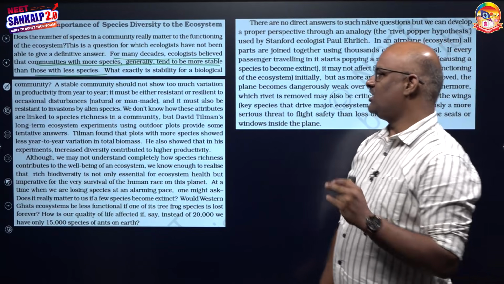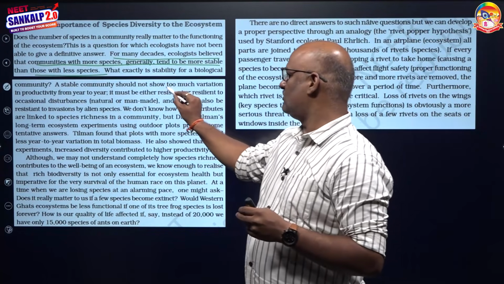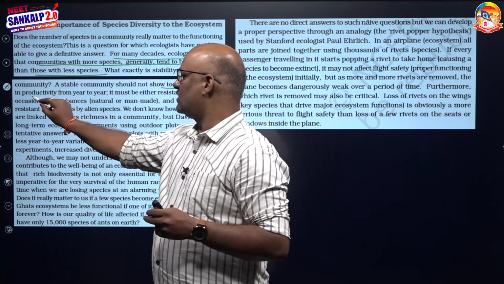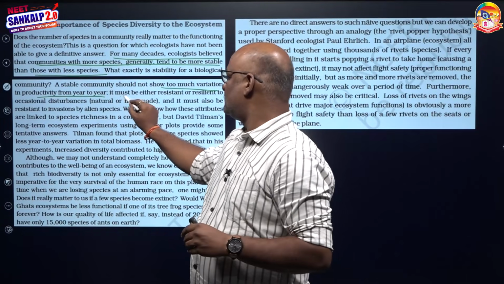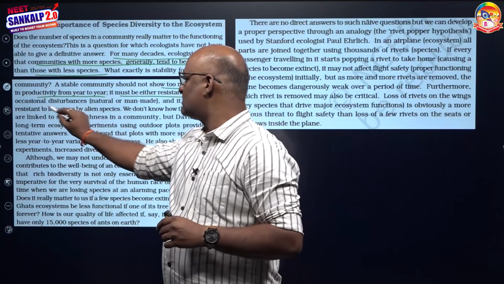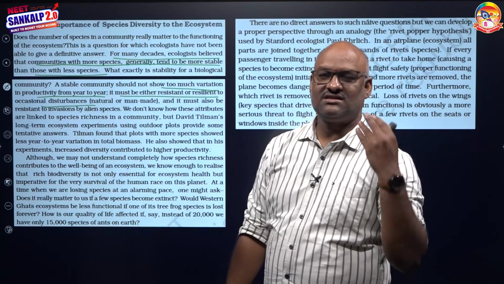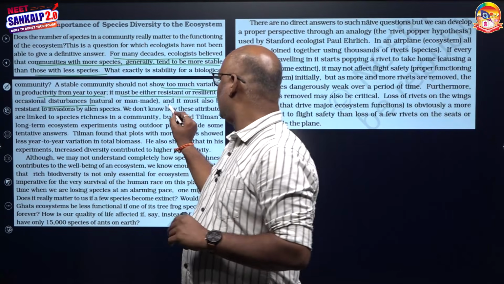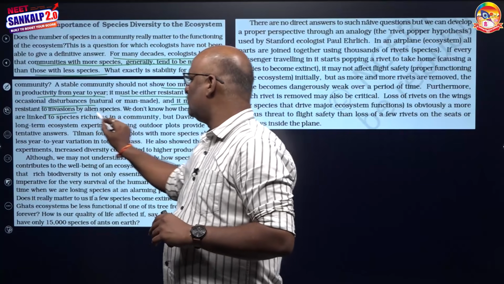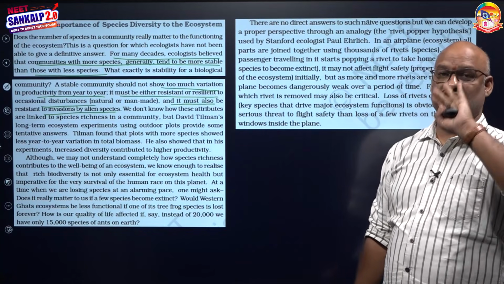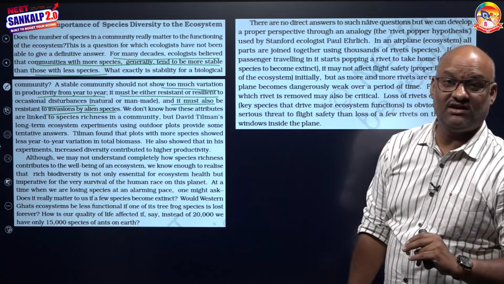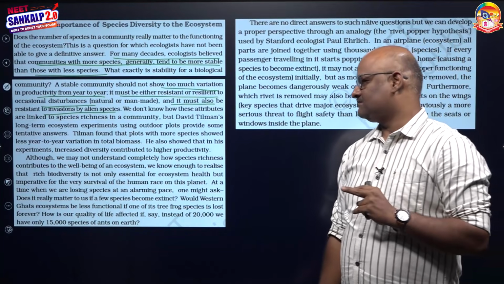So, what is a stable community? It should not show too much variation in productivity from year to year. Productivity should be constant. It must be resistant or resilient to occasional disturbances. Then it must be resistant to invasions by alien species. If alien species come, the ecosystem should still be stable. Then we call it a stable community.